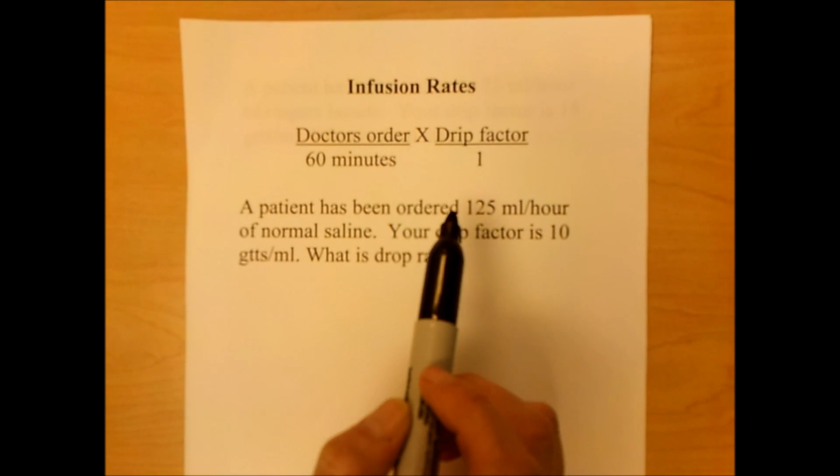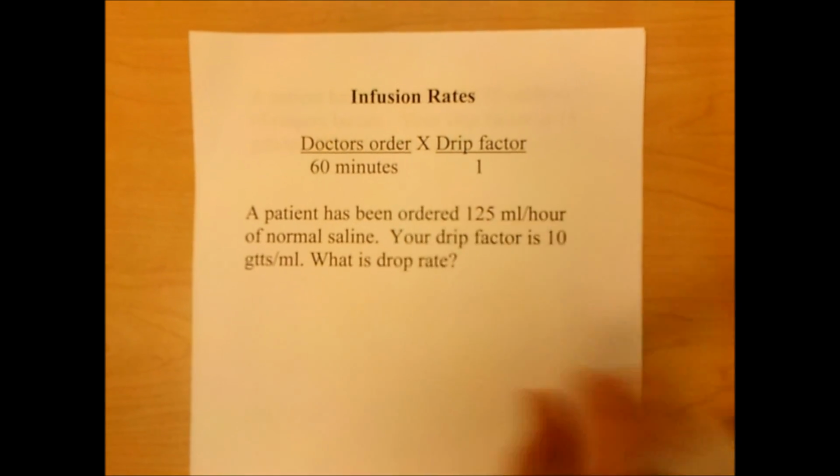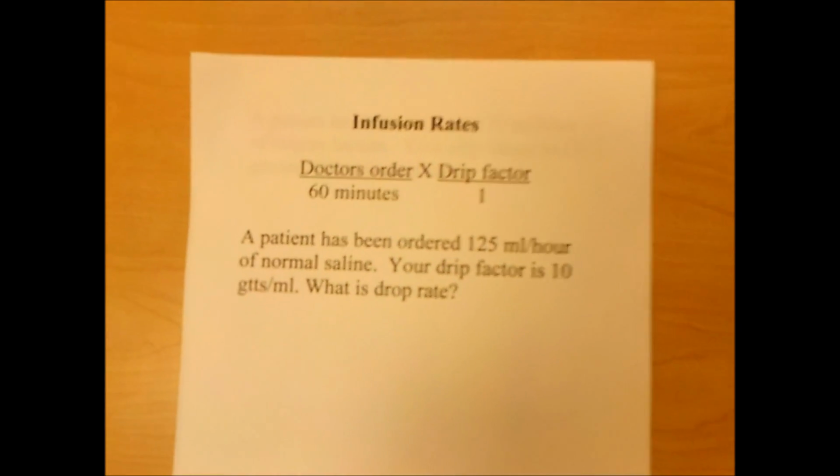The drip factor is displayed on your IV tubing package. This one is 60 drops per mil. And this one is 10 drops per mil. Another common one is 15 drops per mil.